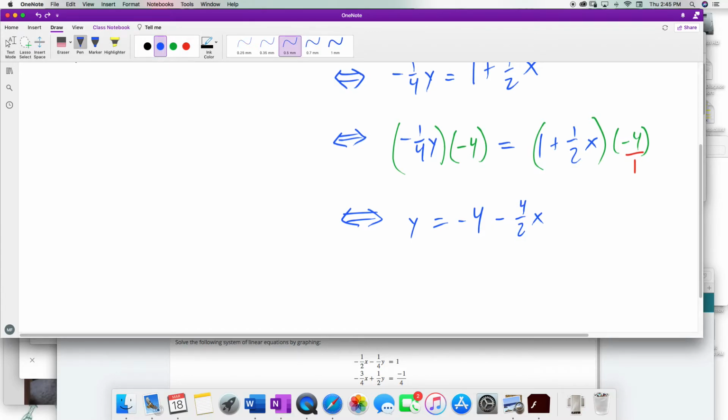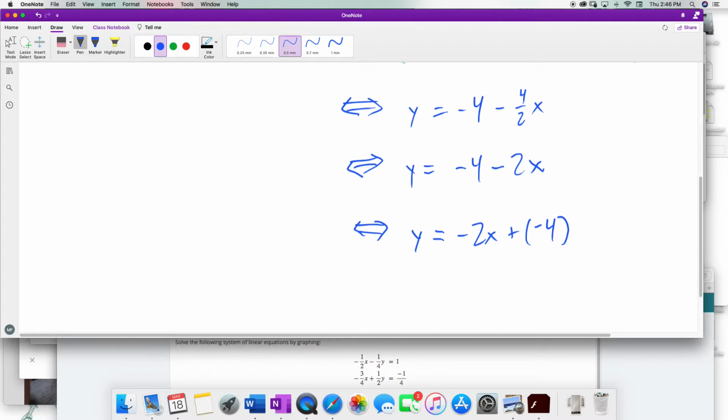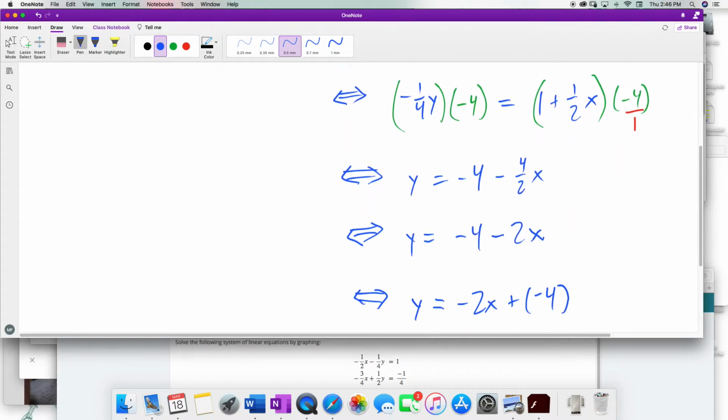So, continuing, we have y equals -4 minus 2x. If we want to write this in slope-intercept form, this is fine, but a lot of people prefer to have it in the form mx plus b, so we'll start with -2x and -4 or plus -4. Both of those are fine. So again, I just want to emphasize all of these equations, these are all equivalent.